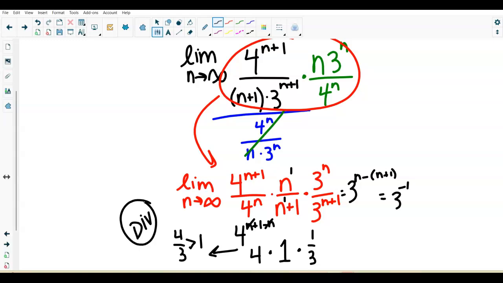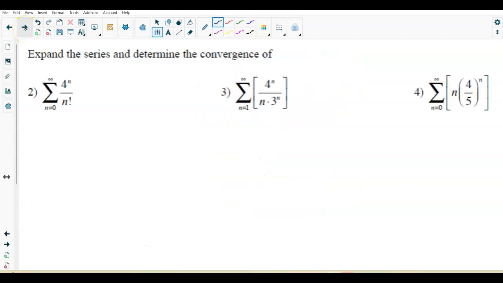All right. Let's try number 4. It almost looks geometric, like so close. We see that 4/5 there, and we want to say it's geometric and that it converges because it's less than 1. But unfortunately, that n in the front makes this not work. So you can try our ratio test.